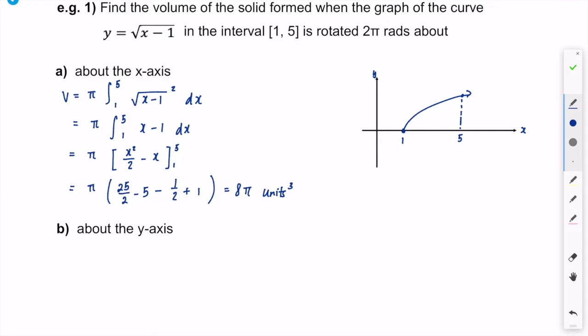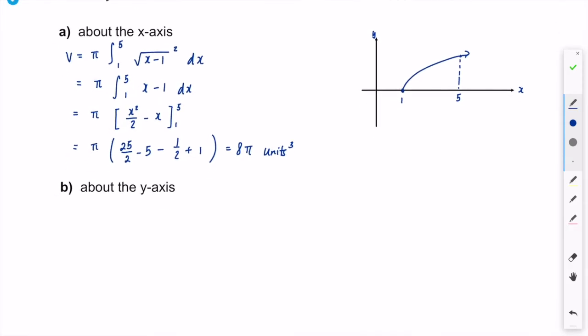Okay. But what about now in part B? We're going to find the volume of this solid of revolution if I actually rotate this curve about the y-axis. Well, first thing we need to remember is that now we need a function of x in terms of y. So isolating x from the original function, I get x equals y squared plus 1. That's the first main point. Secondly, the interval 1 to 5 is for x. So now we need to change our interval of integration for the y variable. So we can use the graph here.